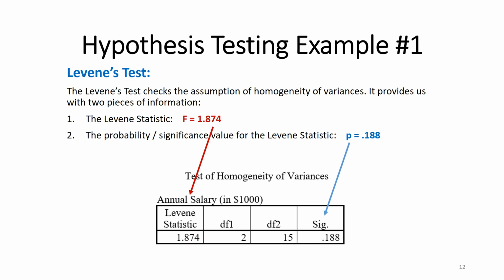Levene's test. Just to reiterate what it does, it checks the assumption of homogeneity of variances. It provides us with two pieces of information. First, it gives us the Levene statistic, which is actually an F. If you think about it, homogeneity of variances is like a mini hypothesis test within a larger hypothesis test. And in fact, the Levene test is an F statistic.